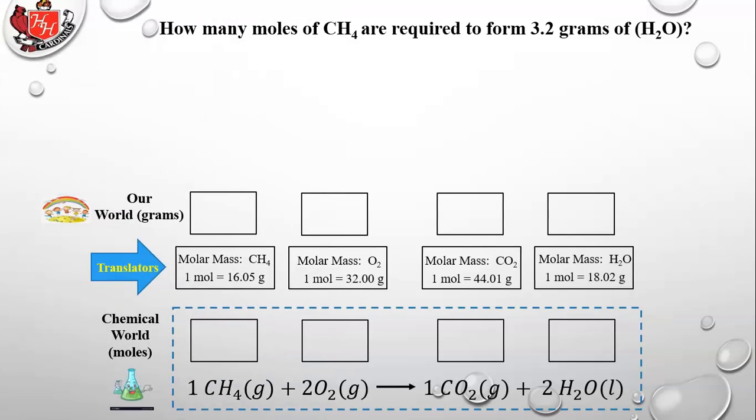Okay, now we're going to move on to a two-step stoichiometry problem. That means you need to make 2 conversions to get to the answer here. So let's read the question. How many moles of CH4 are required to form 3.2 grams of H2O?